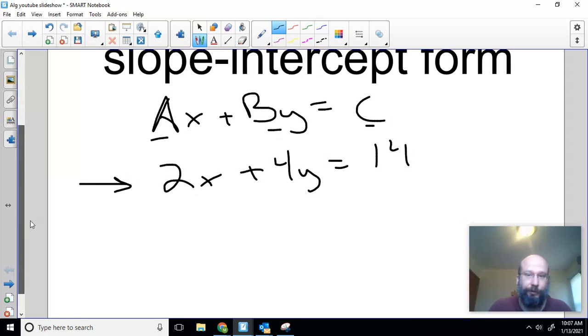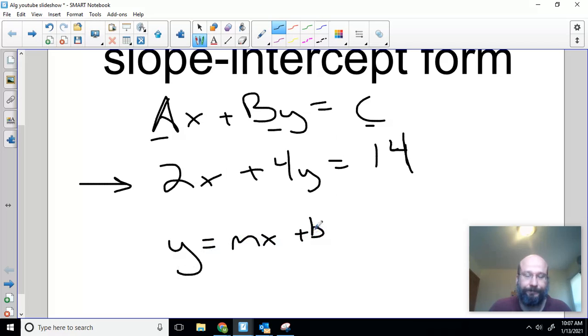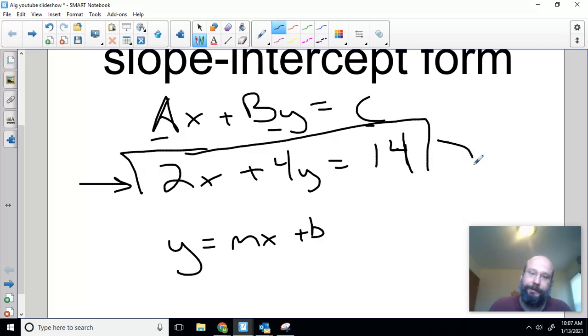Slope-intercept form, which is the form that you always have to put it in before you can graph it, for me anyway, is y equals mx plus b. So you're going from this to this. So you're basically just solving for y. You're getting y by itself.